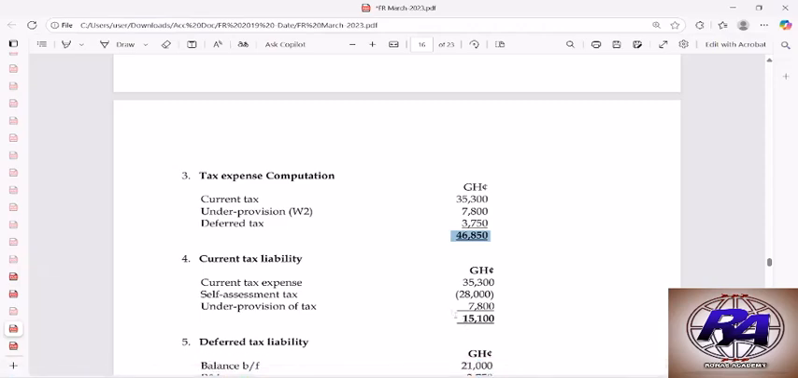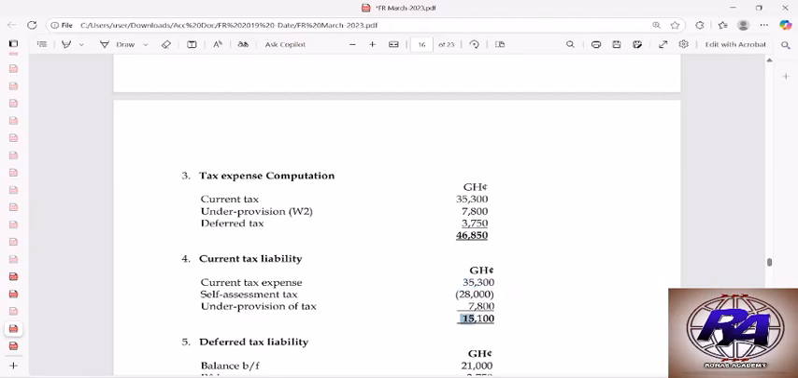Let's check. So is there current tax and then self-assessment? This is what they made. Okay, so the 28,000 is what they have made for 2021. So we don't even call it a provision. That's why they said taxation accounts. Most of the time they should have given more information on that. Okay, that's why we are listing it. But this is what we are making provision for.